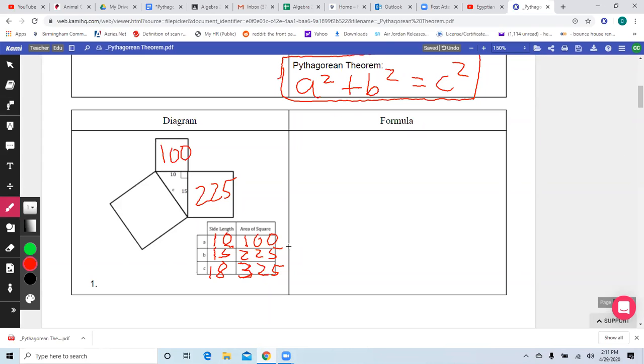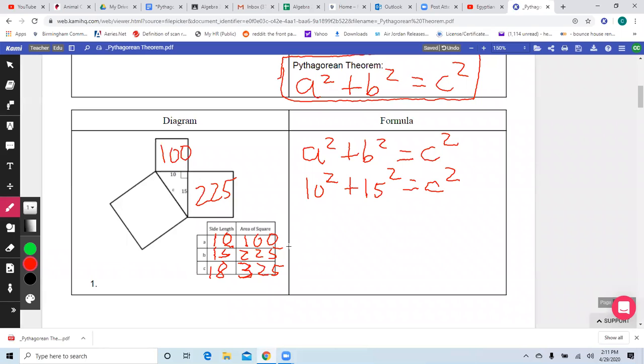Now, the formula here. So now I'm going to show you how to do this without using a diagram, because this is how the homework is going to be. a squared plus b squared is equal to c squared. We're going to use this formula over and over again today. So here, a is 10, because that's just the length of one of your sides. b is 15. And c, we don't know. That's what we're trying to find.